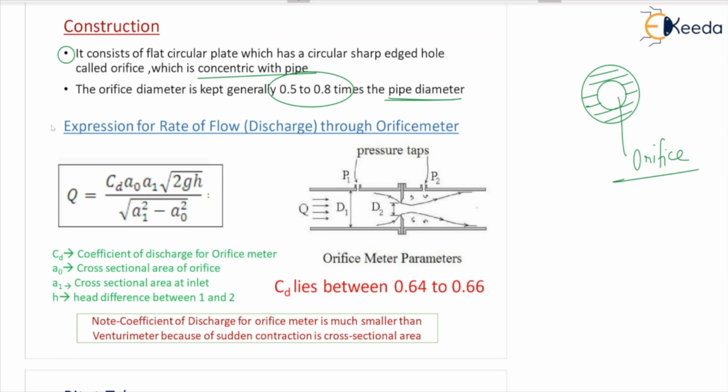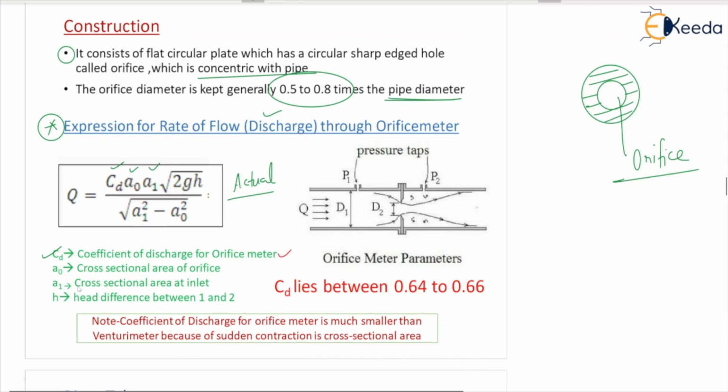The important one is the expression for the rate of flow, the discharge through the orifice meter. The formula is almost the same as for the venturi meter. What is the change here? You can see the actual discharge formula is given directly, because CD is already added here. Actual discharge Q equals CD times A0 A1 times root under 2gH, divided by root under A1 squared minus A0 squared. CD is mentioned below: CD is the coefficient of discharge for the orifice meter.